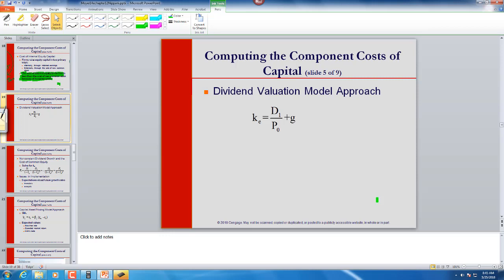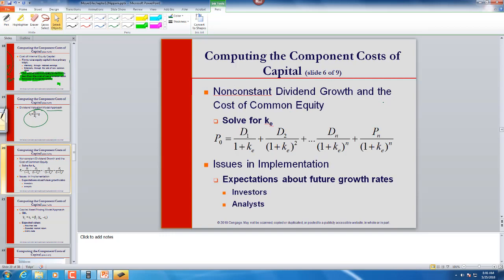We already know this model, don't we? KE equals D1 by PO plus G. Normally, when you have something like this, we are talking about internal equity, because external equity will have P net here. This is one approach to calculating cost of equity. The other approach, of course, you all know, is the non-constant growth rate valuation. We already did that.